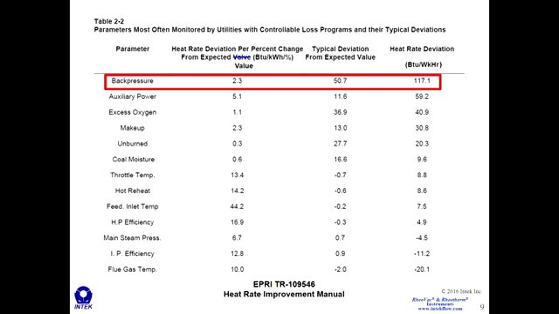The list is ordered by the far right column, which is the impact to the unit heat rate for typical deviations from the expected operation. And you can see what tops the list. I've got it highlighted. It's condenser pressure. And its typical impact is equal to a heat rate deviation that is almost double the impact of the next highest typical controllable loss.